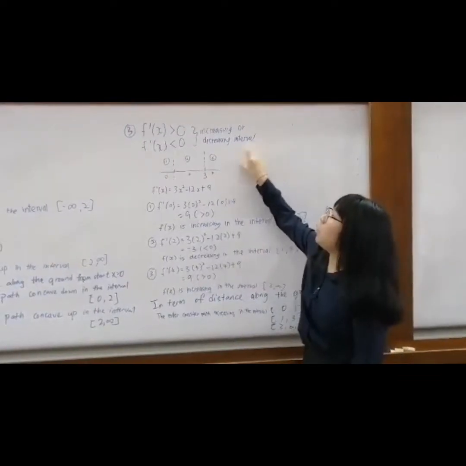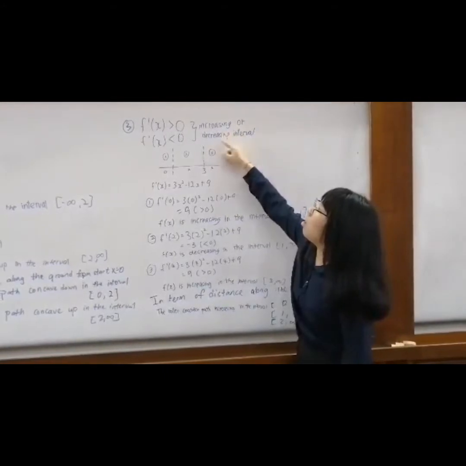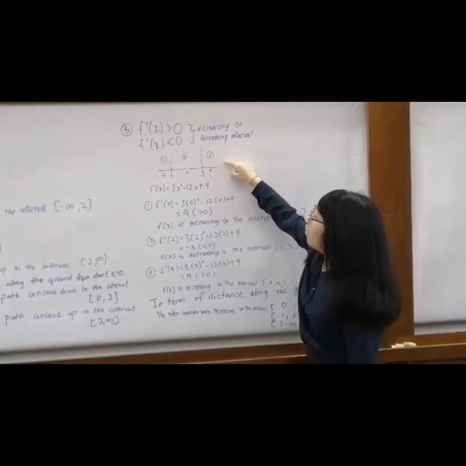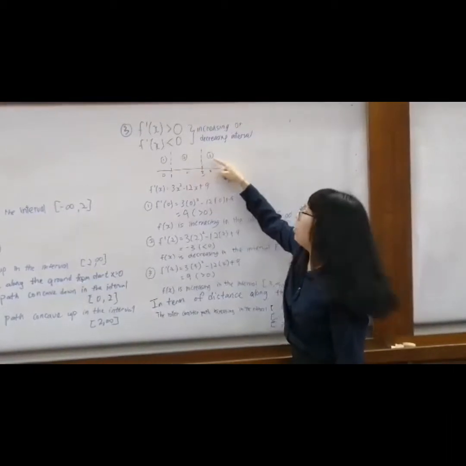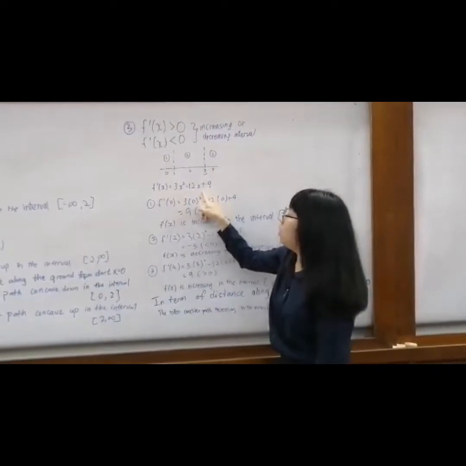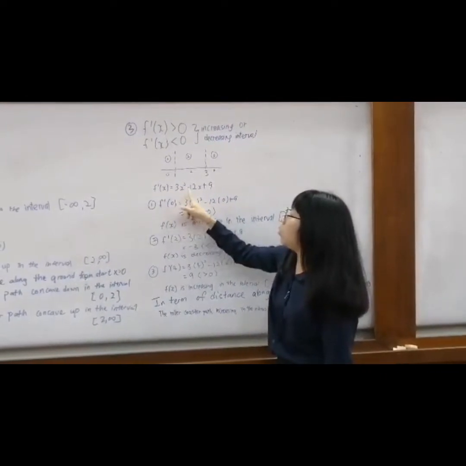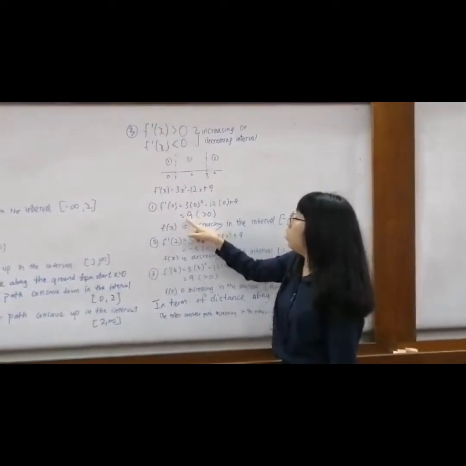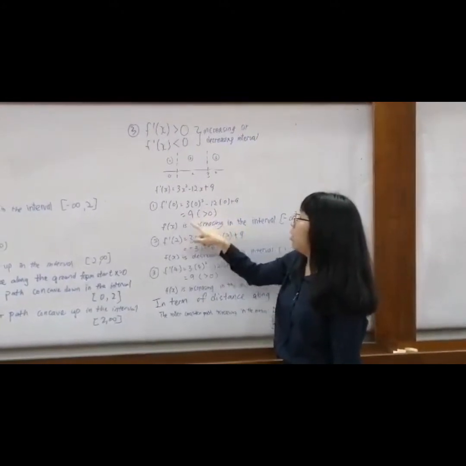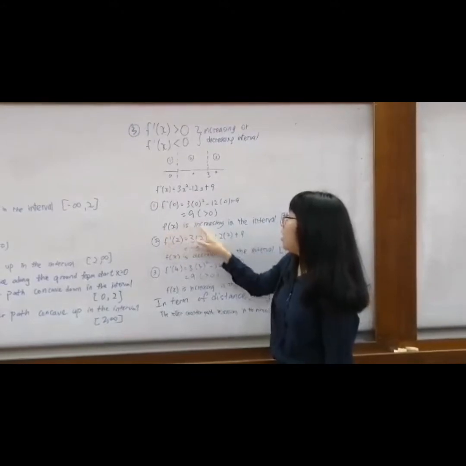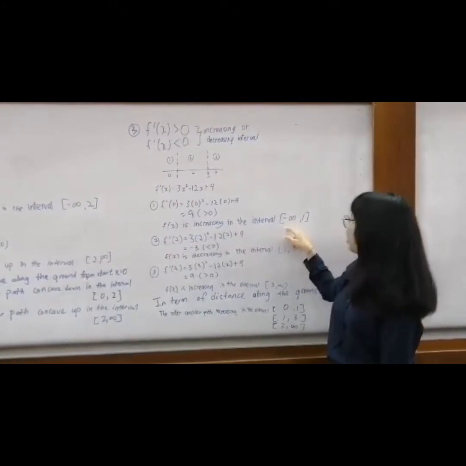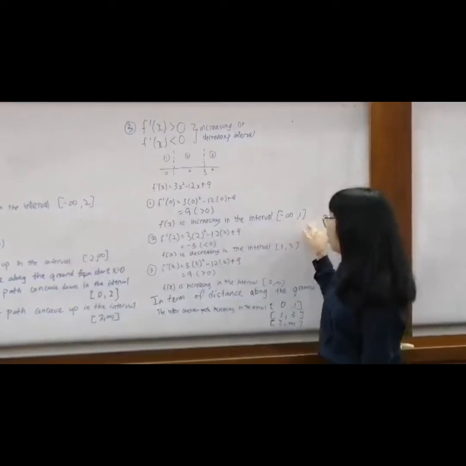For question 3, we need to find increasing or decreasing intervals. So this is the reason that we need to find increasing or decreasing intervals. This is our function, so we substitute 0 into this function, so we get 9 that is bigger than 0, which means that f(x) is increasing in the interval from negative infinity to 1.